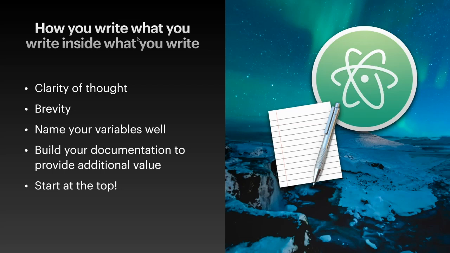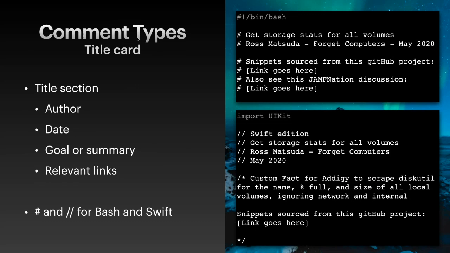But let's go ahead and take a look and start at the top with the title card. This is just a title section for any given script. You'll see on the right here, we've got two examples, the top one in Bash, the bottom one in Swift. We're just spelling out some real basic things: the author, the date that this was worked on, and then some sort of goal or summary for what we're going to be doing inside the script. I do usually recommend including any relevant links. If you sourced some information from GitHub, or you found a great discussion on Jamf Nation or MacAdmins that helped you write what you wrote, by including those links, you'll be able to look that up again if you ever need to.